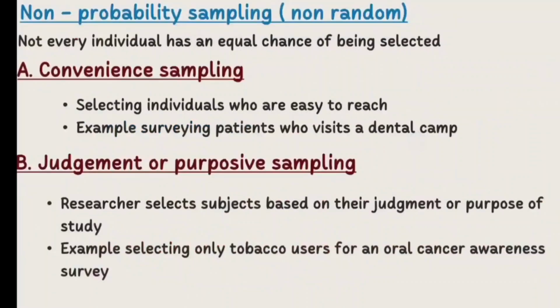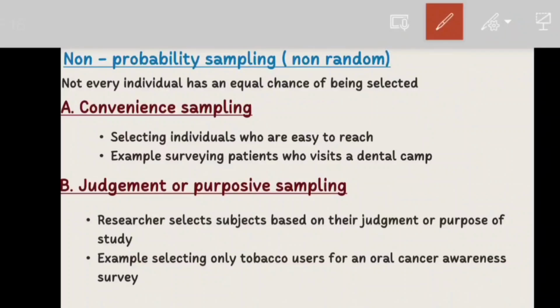So now think about non-probability sampling, that is non-random. First, not every individual has an equal chance of being selected. There are three important techniques: convenience sampling, judgment or purposive sampling, and quota sampling. So let's understand them with very simple examples.